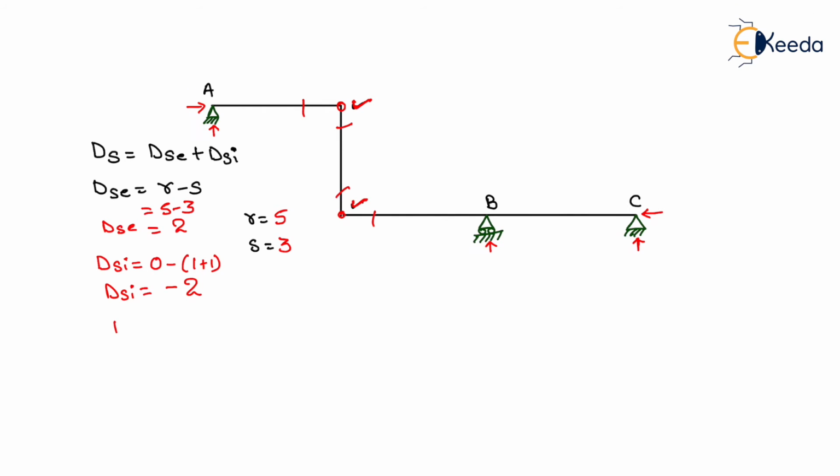Now if we want to calculate the total static indeterminacy, it will be the sum of external static indeterminacy plus internal static indeterminacy. If we put both these values here, that is 2 minus 2, the sum will be equal to 0. That will be the static indeterminacy of this structure, which was asked in this question. That is the complete solution of this question.